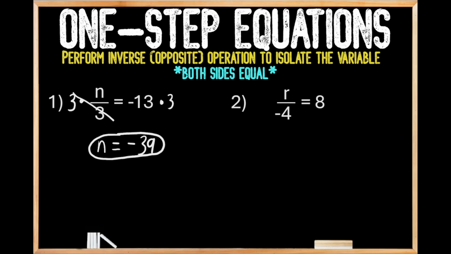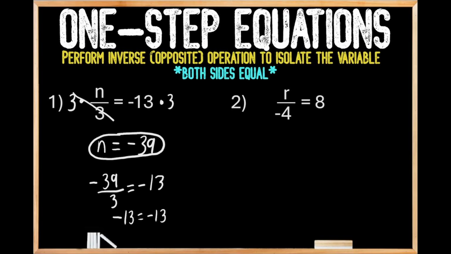And if we want to double check just to make sure that we have the correct answer here, we're simply going to plug in our value for n in our original problem. So we have negative 39 divided by 3 equals negative 13. And when we divide negative 39 by 3, since we're dividing a negative by a positive, we're going to get a negative quotient. When we divide negative 39 by 3, we get negative 13. Since both sides of this equation are equal, it means that we have the correct answer. n is equal to negative 39.